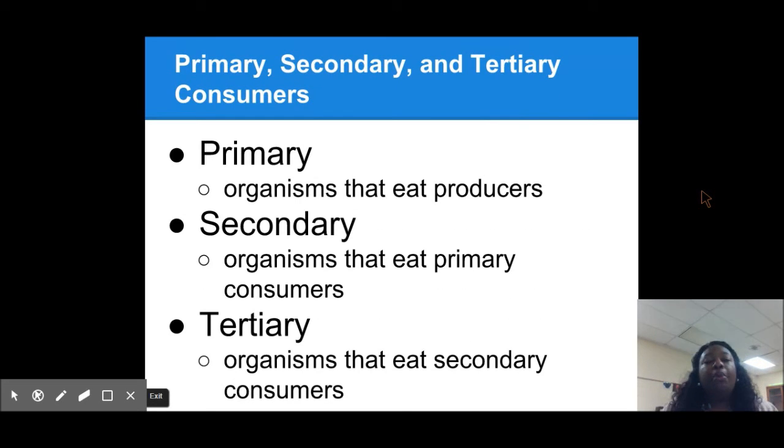So primary, secondary, and tertiary are consumers. The primary consumers are organisms that eat producers. Then you go up to secondary, these are organisms that eat primary consumers. And then you have your tertiary. Those are organisms that eat the secondary consumers.